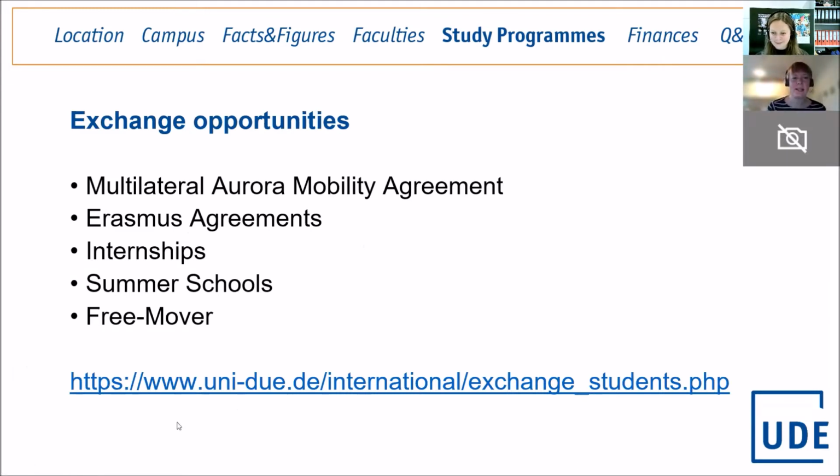First of all, within Aurora, we are in the process of signing a multilateral Aurora mobility agreement. This is in addition to the existing Erasmus agreements, and hopefully the agreement will be signed in Tarragona, and then we can send students around to our partner universities within Aurora. This is also an excellent opportunity to send students to UDE. And of course, we have Erasmus agreements with quite a few of the Aurora universities. If you're advising students and you're interested in establishing an additional Erasmus agreement, just let us know.